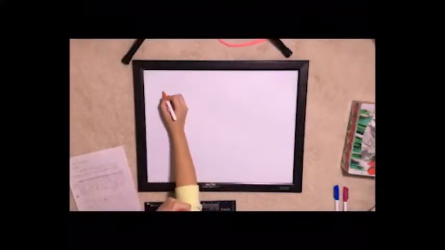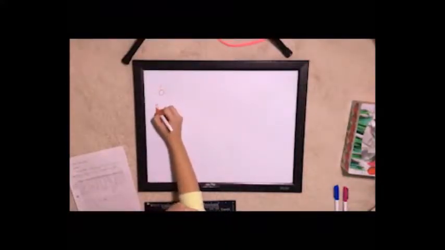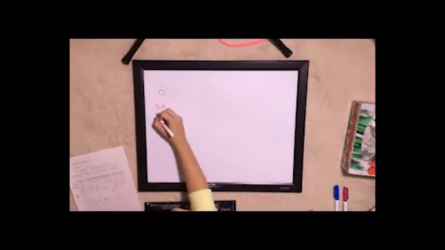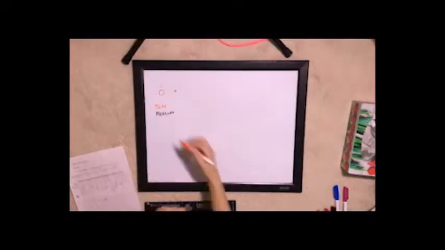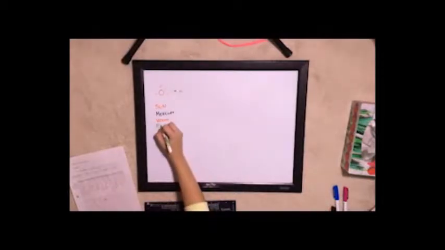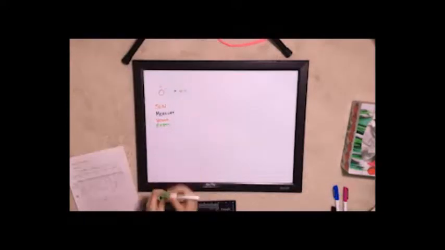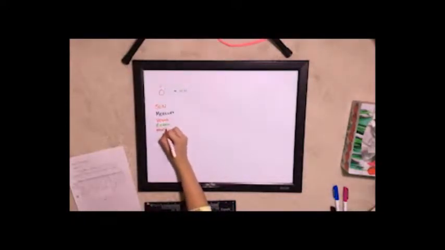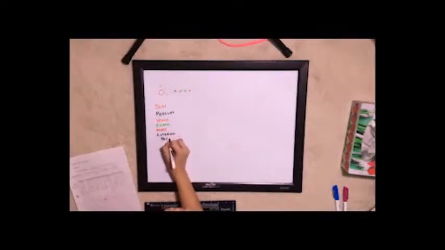This is the order of the solar system. First comes the Sun, and then comes Mercury. After that comes Venus, and the next planet is our home planet, Earth. The last of the terrestrial planets is Mars. In between the terrestrial planets and the Jovian planets is the asteroid belt.